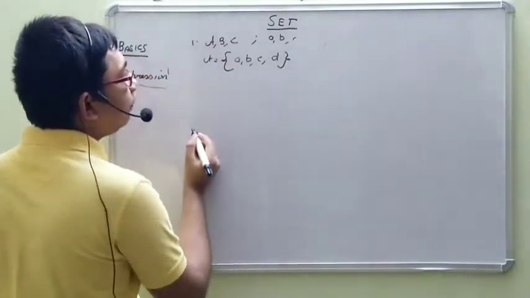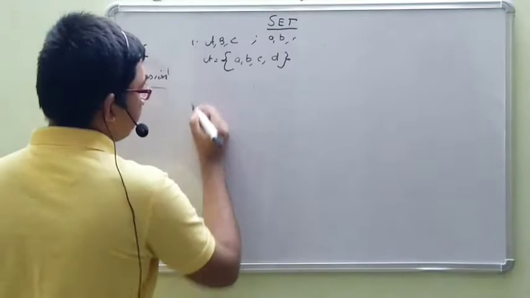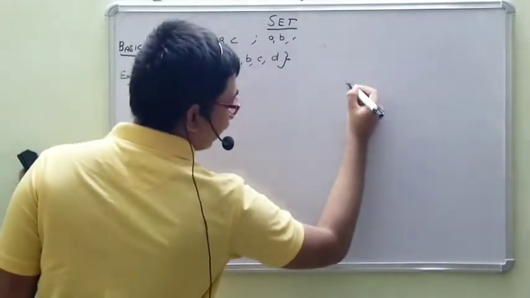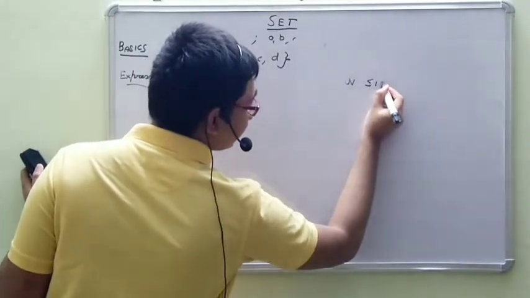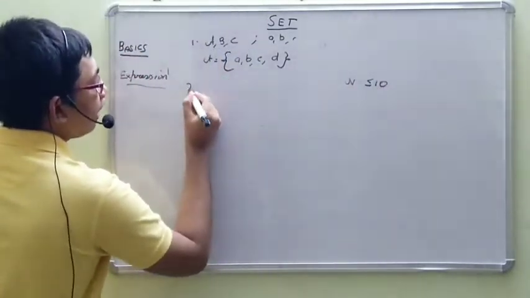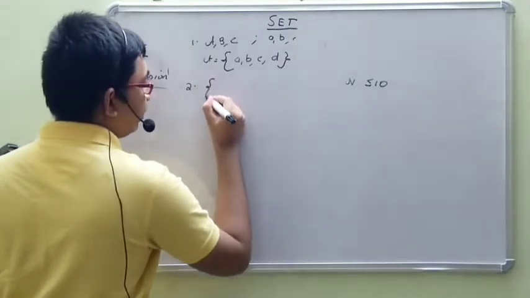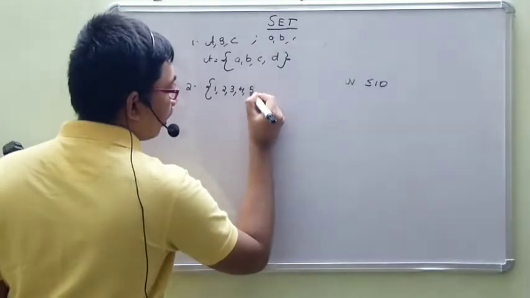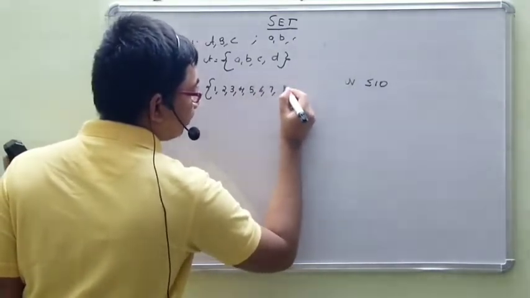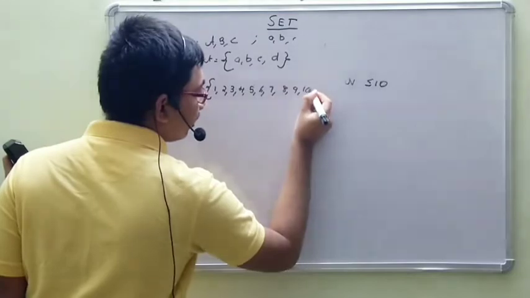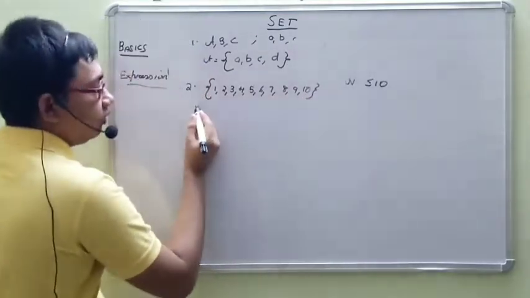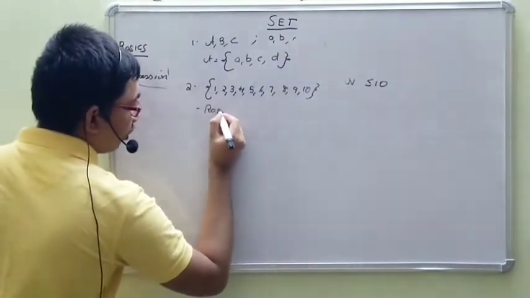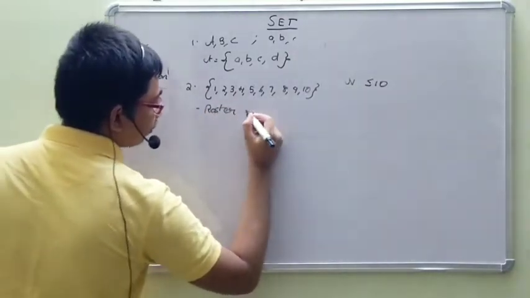Then how do we write the elements? Let's take an example. Set of all natural numbers less than or equal to 10. Now there are 2 ways we can write this. We can write 1, 2, 3, 4, 5, 6, 7, 8, 9, 10. This method, when we list out all the elements of a set, is called the roster form of set notation.